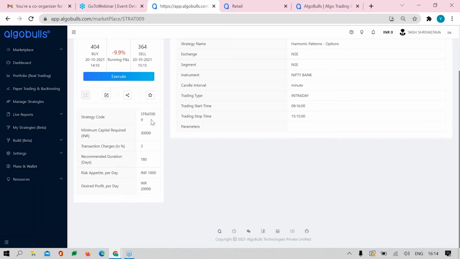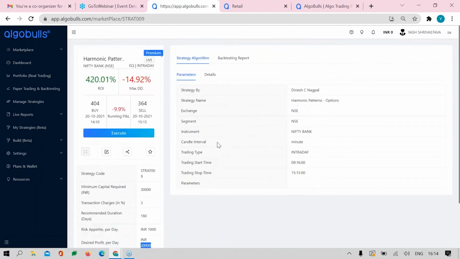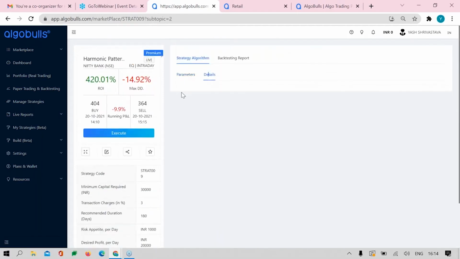There's also a unique code given for the strategy, STRAT009, which helps you easily differentiate the strategy from other strategies. Apart from that, you could see the minimum capital requirement, the recommended duration for the strategy, the risk appetite you can expect per day, and the desired profit you can expect per day. So this is the kind of strategy which is built. Within the details section, you would find much more details about the strategy.